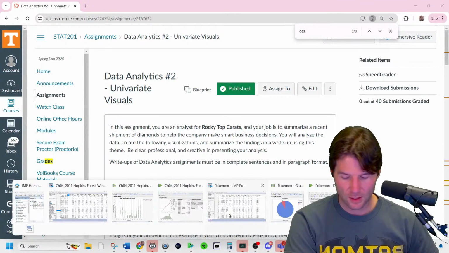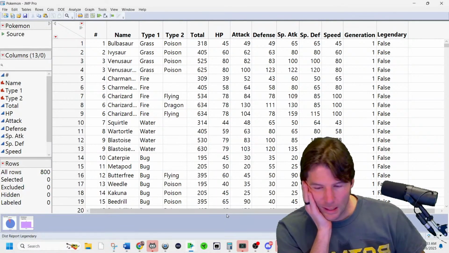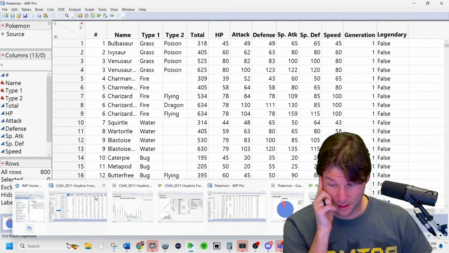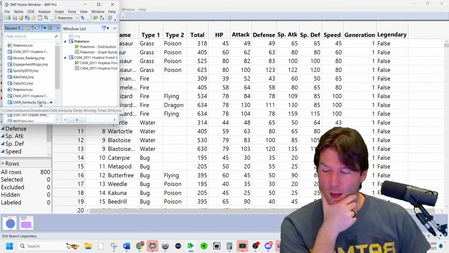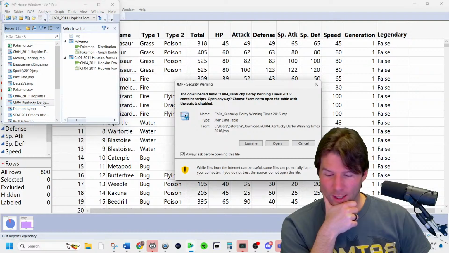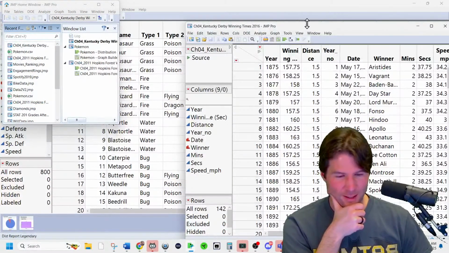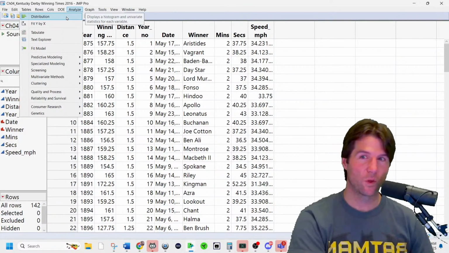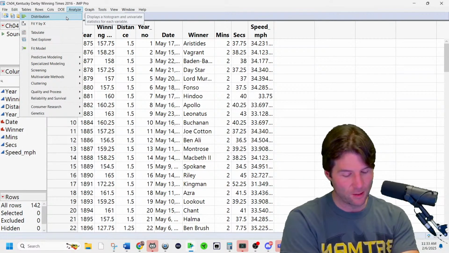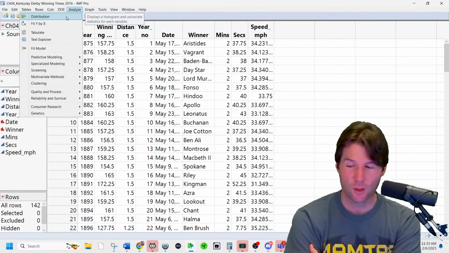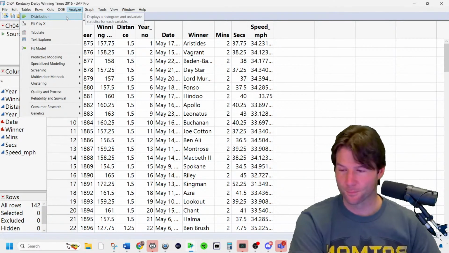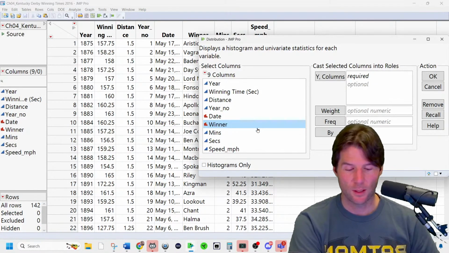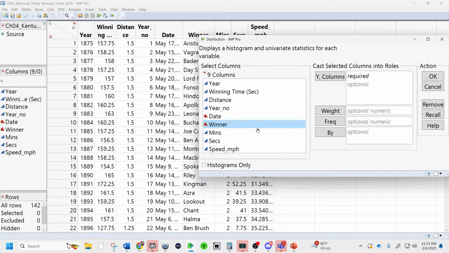So we could analyze something right here. I might go to a different data set because I like doing different examples. Sure, Kentucky Derby data, which was a class 2. I got winning time. To analyze a histogram in JMP, Analyze Distribution will create the graphic of a histogram. Now you want to go under Analyze Distribution and click the quantitative Y variable of interest, which we're going to pick for my example: winning time.